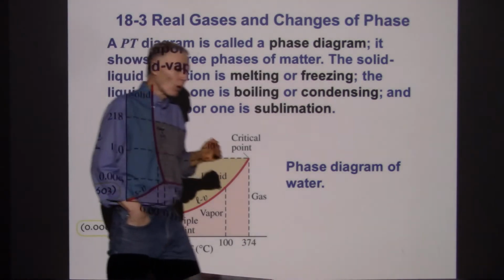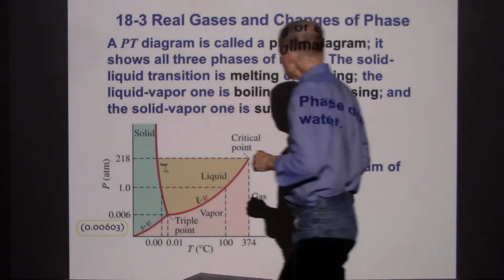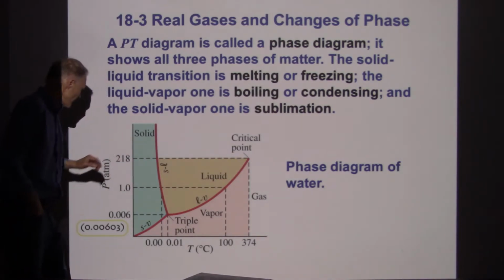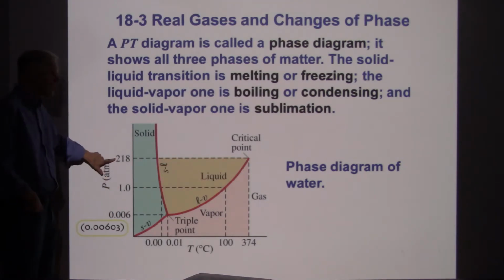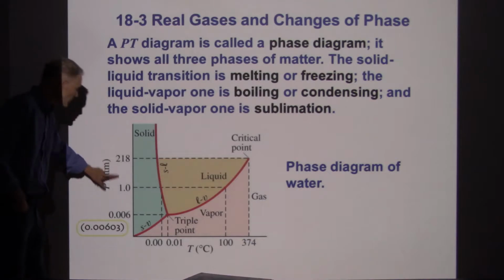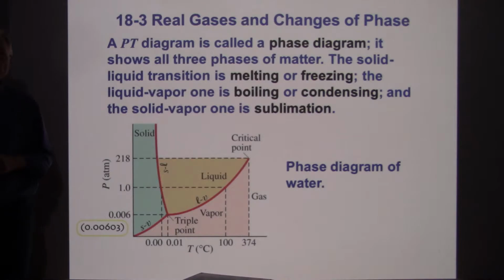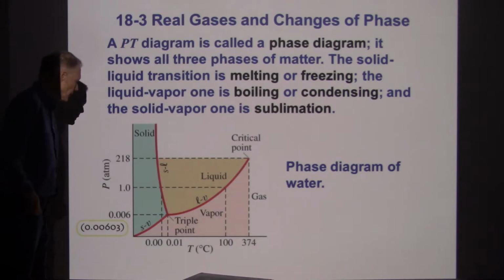So if we have 1 atmosphere pressure, and we're going to maintain 1 atmosphere pressure throughout, let's start at a low temperature. Something I should point out is that the vertical scales, this is 1 atmosphere, this is 218 atmospheres, this is 6,000ths of an atmosphere, are not to scale. The scales are probably logarithmic, but in any case, they're just trying to show certain features of how this works.